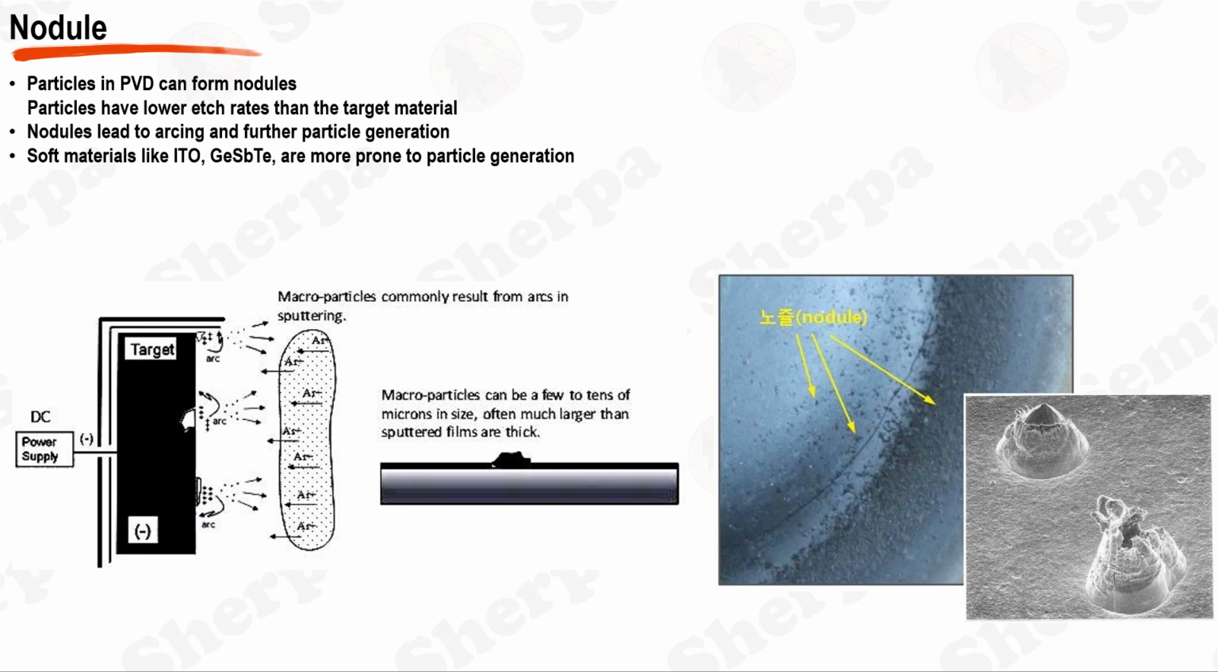The prevalence of this issue is especially high in the processing of soft materials such as indium tin oxide, ITO, or germanium antimony tellurium, GeSbTe. These materials have a propensity to generate particles during the PVD process. The etch rate of the particles tends to be lower than the etch rate of the target material. This discrepancy in etch rates can result in the particles remaining even after the sputtering process, contributing further to the nodule issue. Hence, controlling the generation of particles and effectively managing them is an essential aspect of improving the overall efficiency and yield of the PVD process.